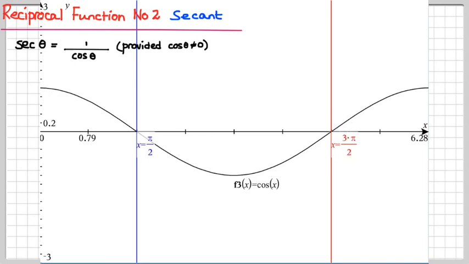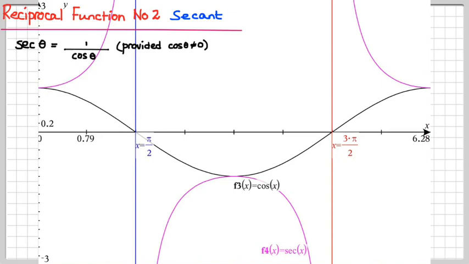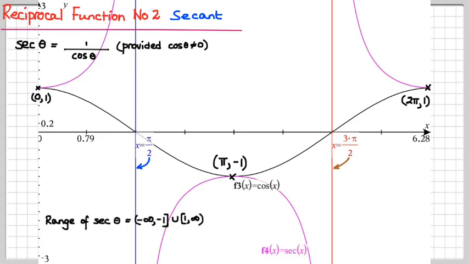Now, you ready for this? I think you've probably got it now, because it's very similar to what we saw on the last screen. And there's the vertices for you: 0 and 1, pi and minus 1, and 2 pi and 1. And so what are we saying? The asymptotes are x is pi on 2 and x is 3 pi on 2. And the range of sec is minus infinity to minus 1, or 1 to infinity, and the 1s are included, just the same as cosec was.